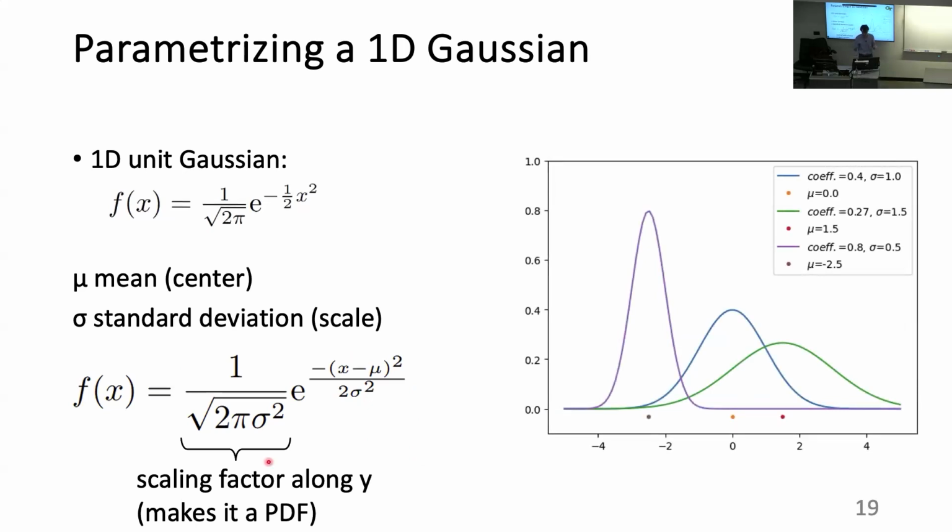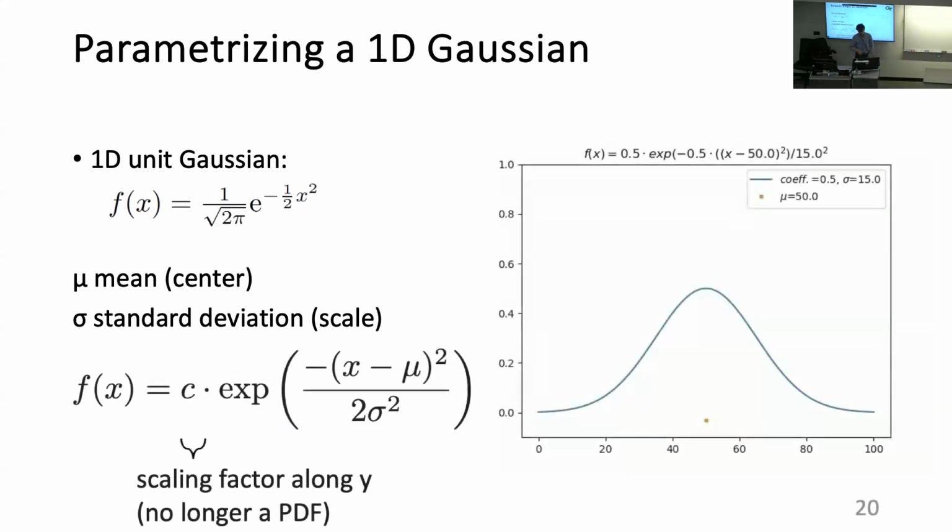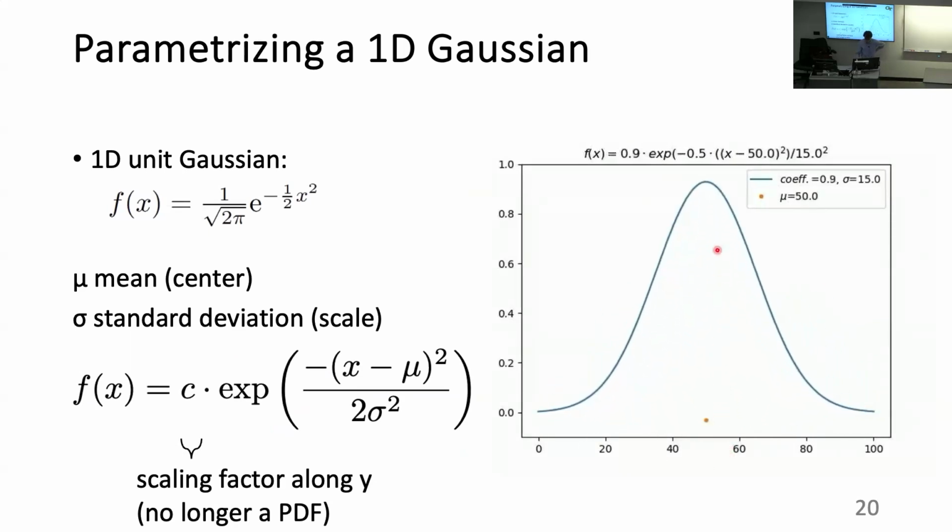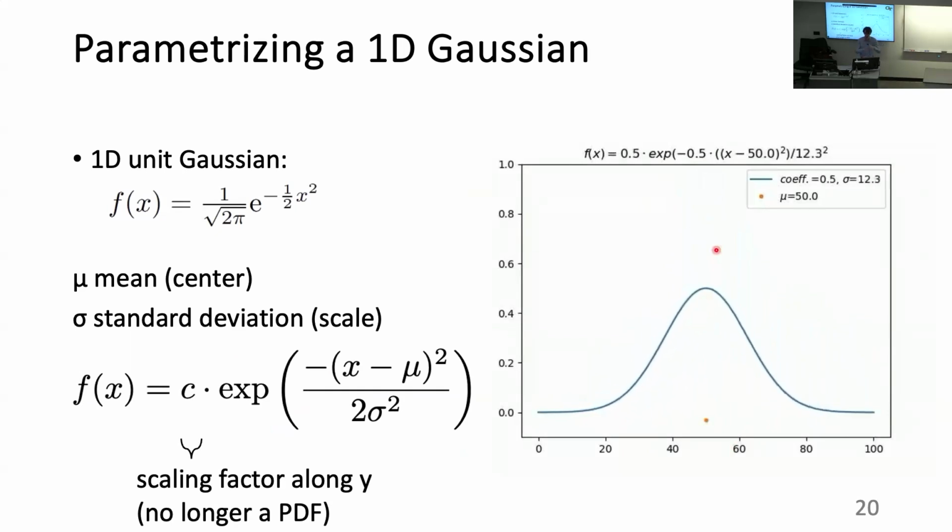And if we just let our center and variance vary, then we can describe different PDFs with this. But actually, if we just don't integrate to 1 over our domain, but instead we just let the scaling factor vary, then we can use some coefficient C where we can change the position of our Gaussian. We can change the coefficient of the Gaussian so that it no longer integrates to 1, and then we can also change the scale of our 1D Gaussian.